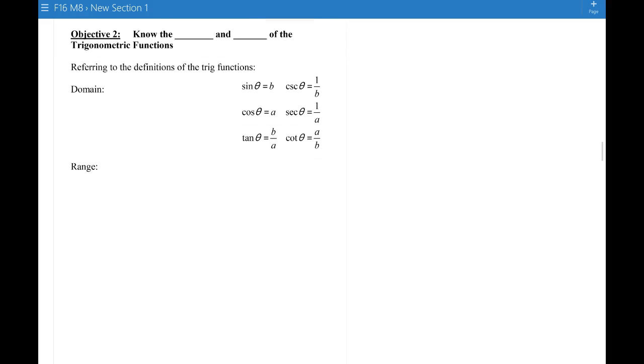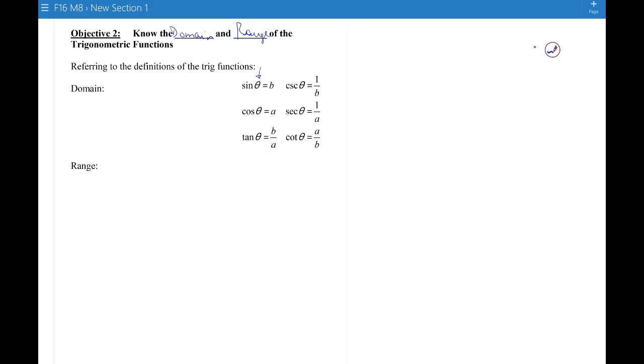And let's look at objective 2, where we need to know the domain and range of the trig functions. So let's look at their definitions. I've repeated them here so you can see. When we're talking about domain, we're talking about, are there any restrictions on the values of theta that we put into the trig function? It looks to me like we can put any number we want in there, because we can find the values of trig functions for any value of t as long as those denominators aren't 0, right?